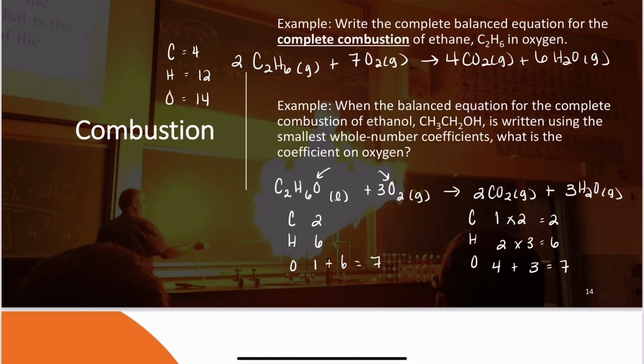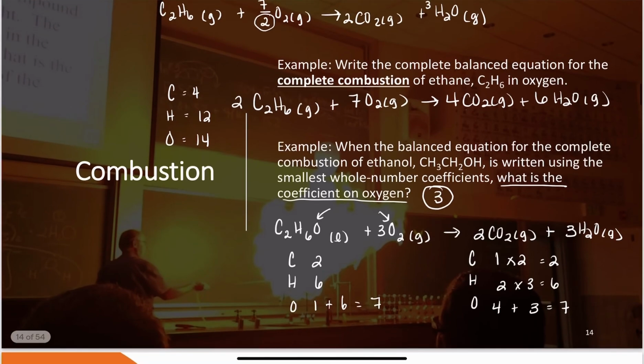And so to answer the question, what is the coefficient on oxygen? The coefficient on oxygen is just 3. There are 7 oxygens on each side of the reaction, 7 individual oxygen atoms on each side, but there are only 3 molecules of oxygen on the reactant side. So the coefficient on oxygen itself, meaning molecular oxygen, the diatomic, is 3.